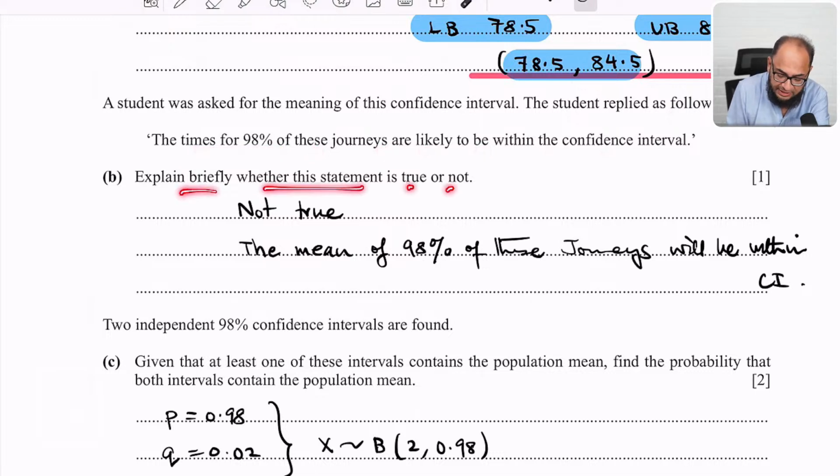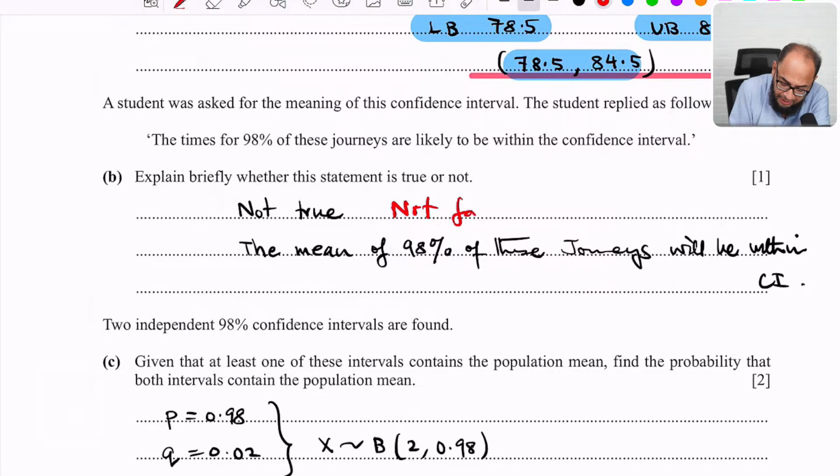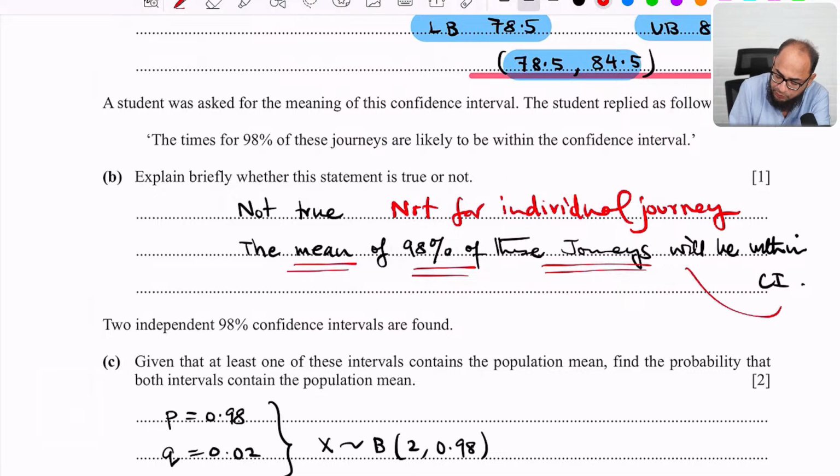Explain briefly whether the statement is true or not. It's not true. One mark for this. It's not about the individual journey times, as that student was implying. So this is not true. It is not for individual journeys. It is basically that the mean of 98% of these journeys would be within this confidence interval.